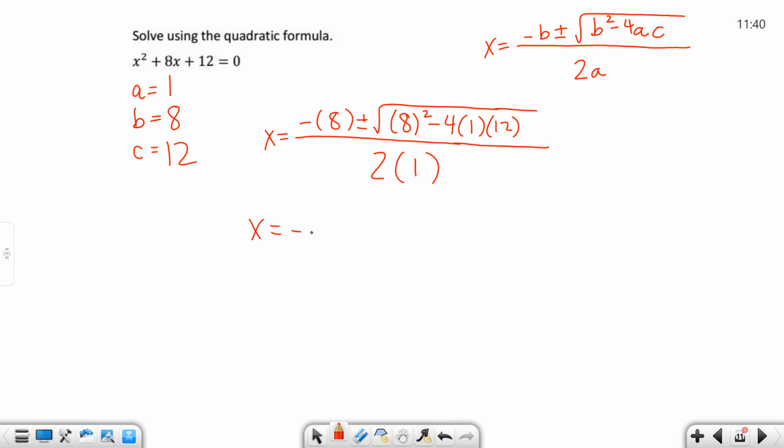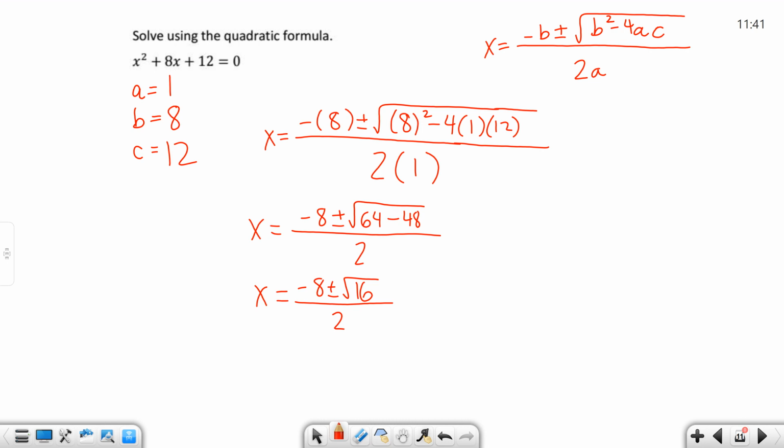X equals, and we have negative 8 plus or minus the square root of 8 squared is 64 minus, go ahead and do that. What is 4 times 1? It's 4, and then 4 times 12 is 48. All over 2 times 1 is 2. So now the thing that we need to do next is combine those things. 64 minus 48, which is negative 8 plus or minus, you still have not taken the square root. Leave the radical there. That's still under the radical, so it's the square root of 16.